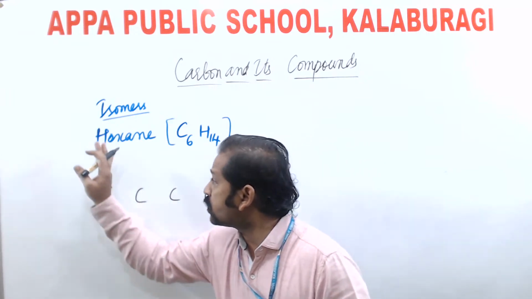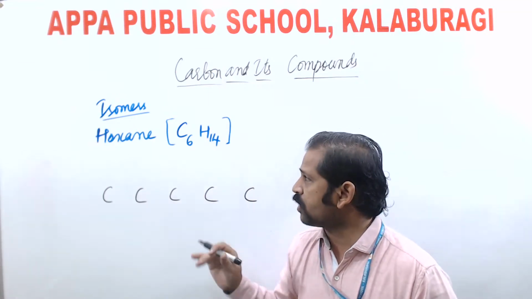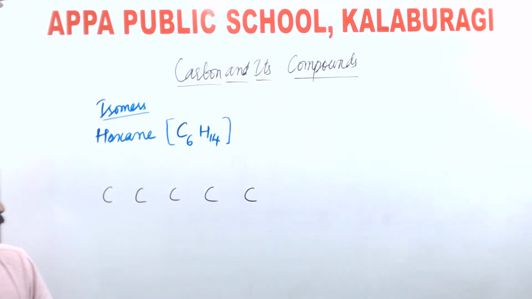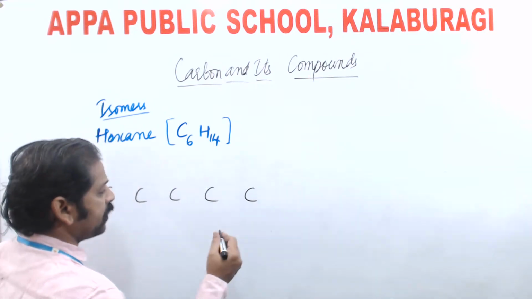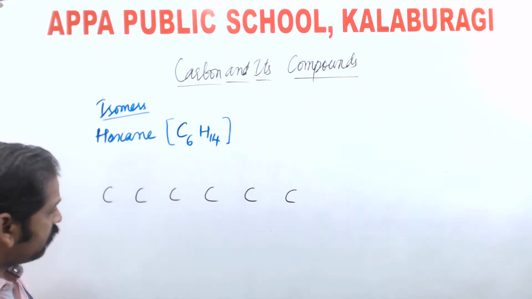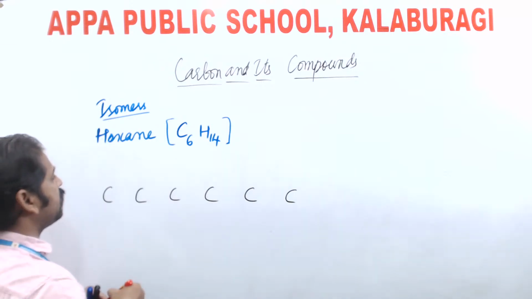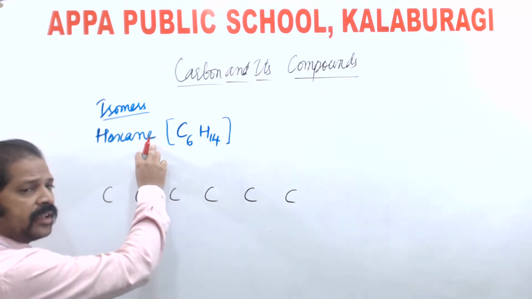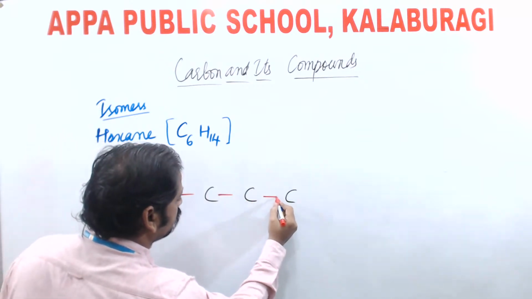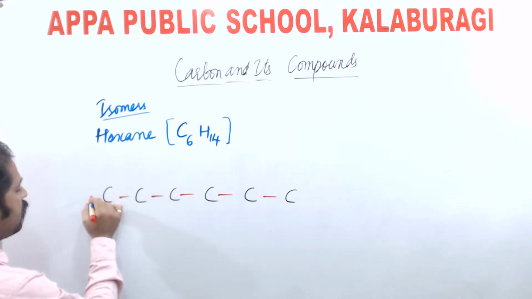Even they asked the structure of hexane, unfortunately, one time. Yes, the structure of hexane. The number of carbons should be 6. It is an alkane, with single bonds. Single bonds are there. Now we will go for the remaining hydrogens.